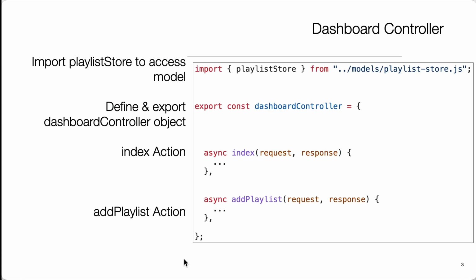We define and export the dashboard controller object. So this is the encompassing object for the controller. We've spoken before about how we're using that elsewhere, so we must export it. It's a const object, it's never going to change, so we must label it accordingly. Then we have our two methods, index and add playlist.